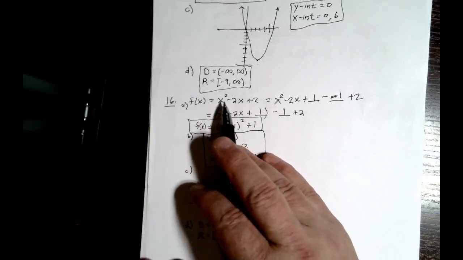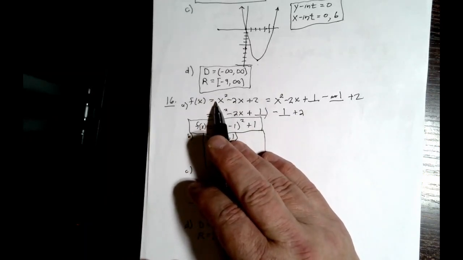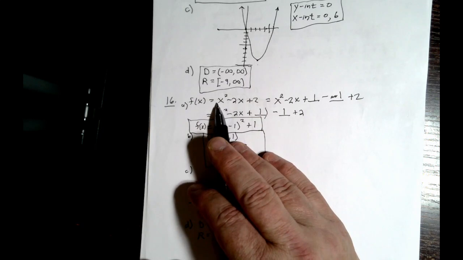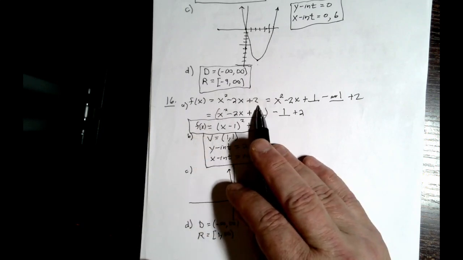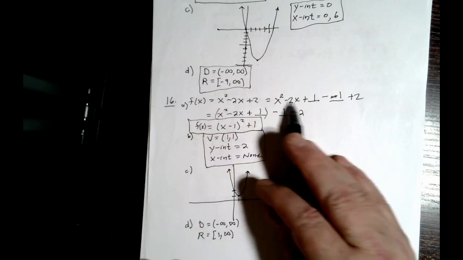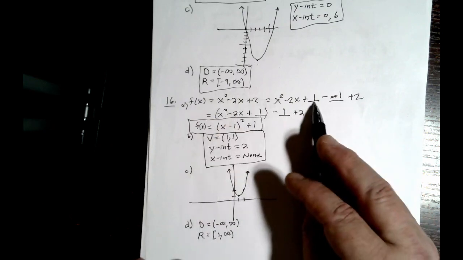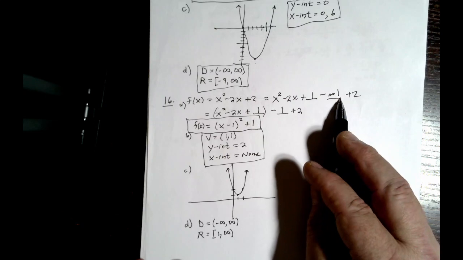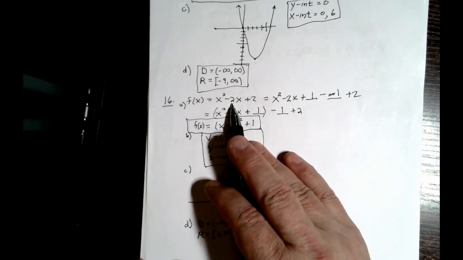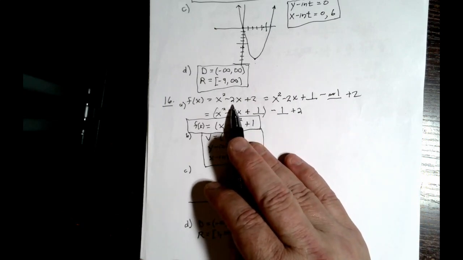Now 16. Again, you don't have to worry about the a being something other than 1 because it is 1. That's fine. So now you push this constant out to the end. You're going to just leave it alone. And now you're going to add and subtract some number. Well, what number are you going to add? Well, negative 2 divided by 2 squared.